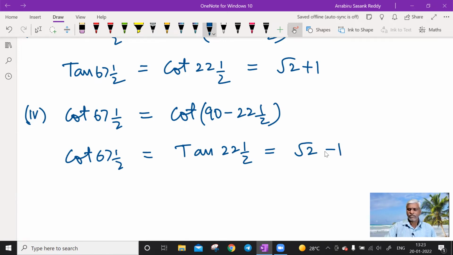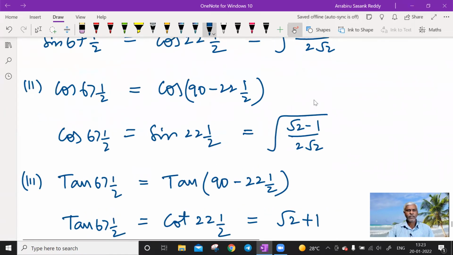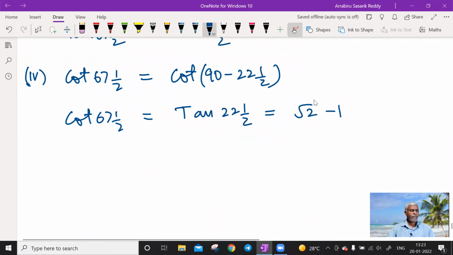So this way, by using trigonometric multiple angles and submultiple angles, we find these values.